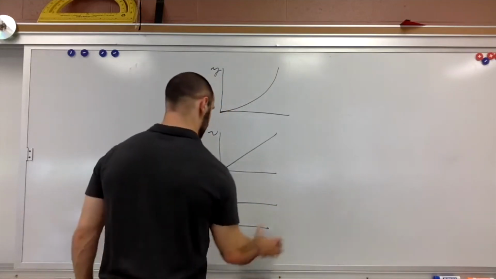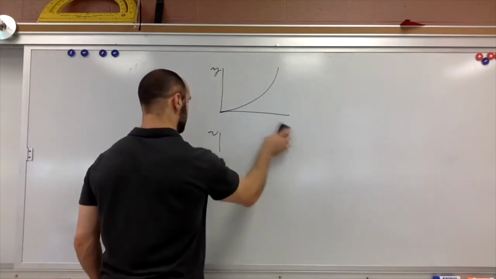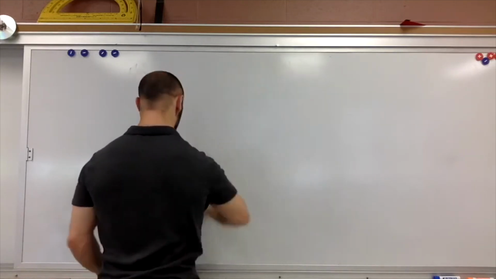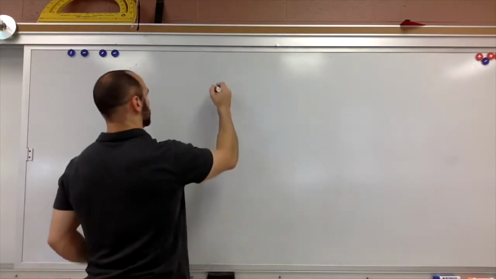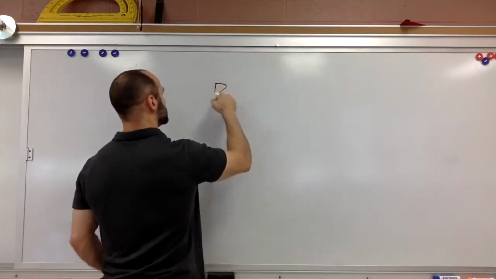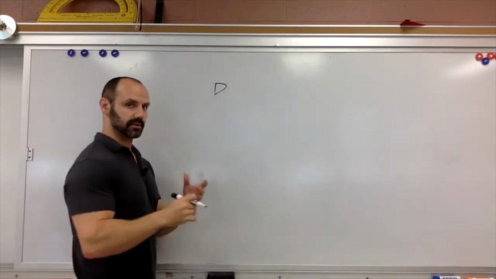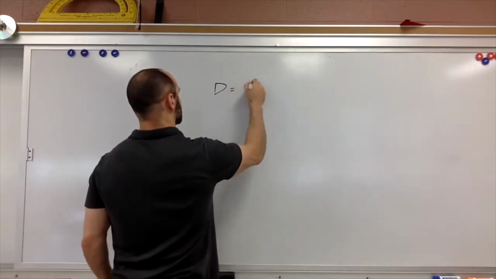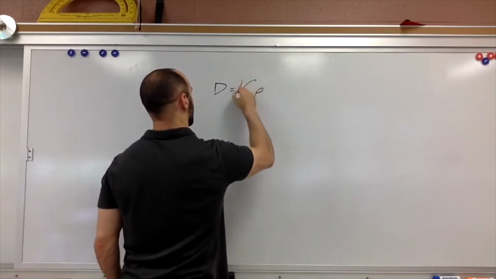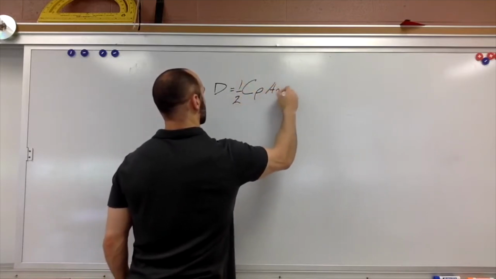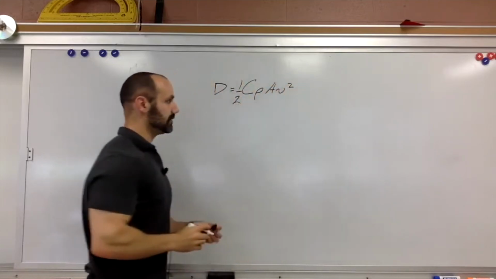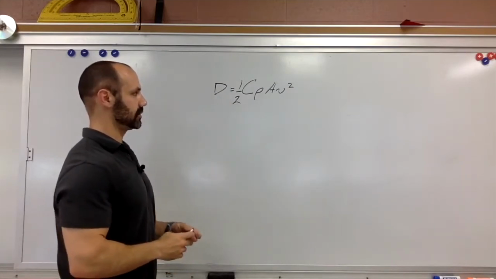D equals 1/2 C rho A V squared. And don't forget the 1/2, right? So D, this is the force of drag, the drag force. That's what D stands for. Equals 1/2 C rho A V squared. So don't forget the half and the squared at the end.